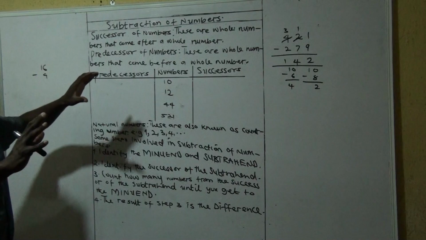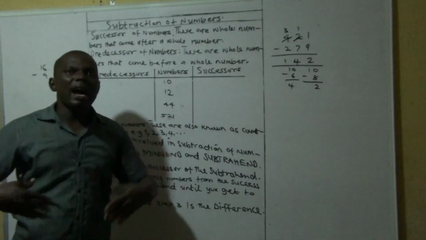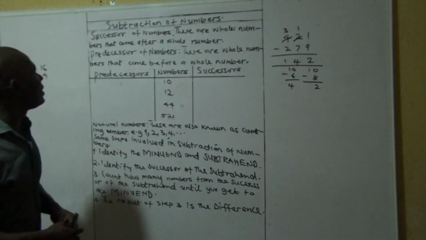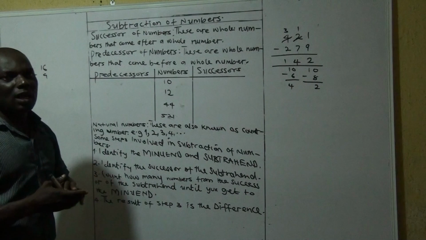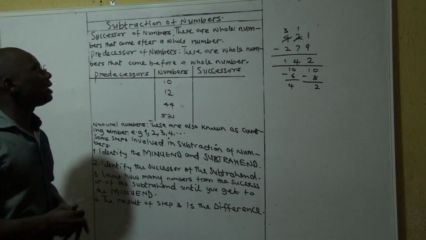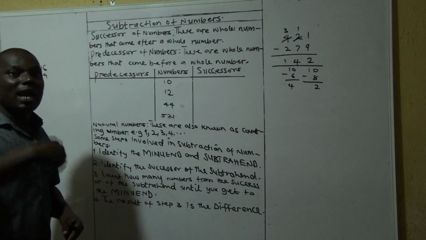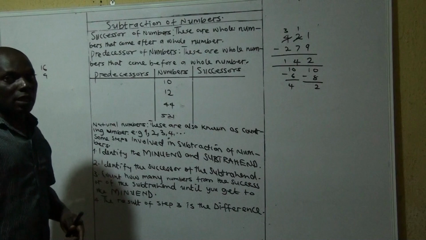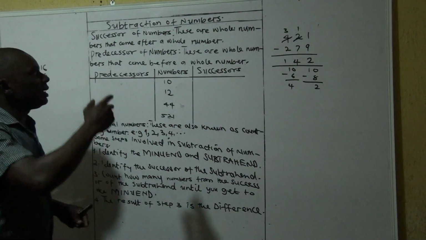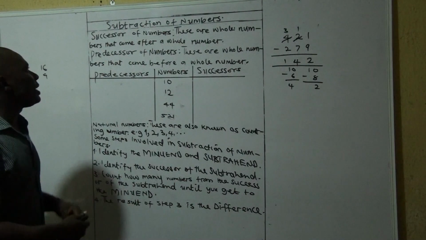Now today we're going to look at subtraction of numbers. You want to make children have interest in maths. Then what we're going to look at here is successor of numbers. Now what do you mean by successor of numbers? A successor of a number is the whole number that comes after a particular number. So we can say the number after a particular number. That is the meaning of successor.